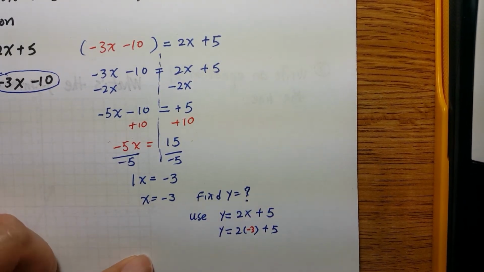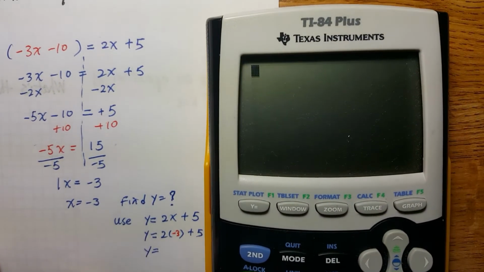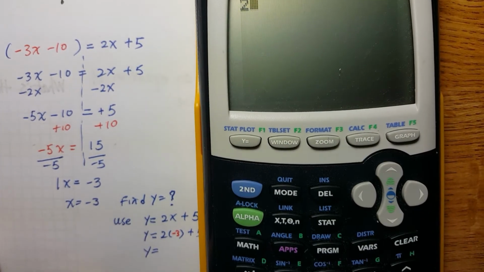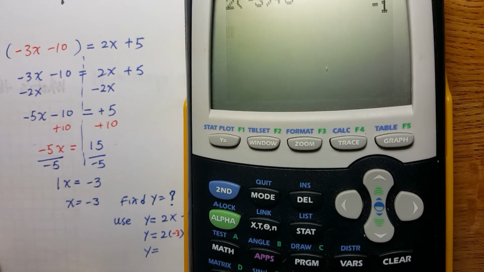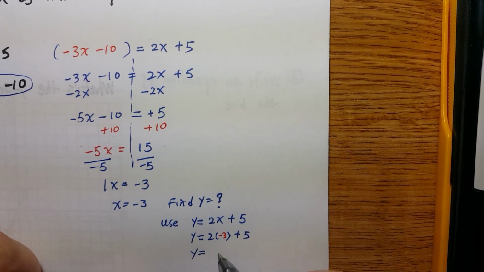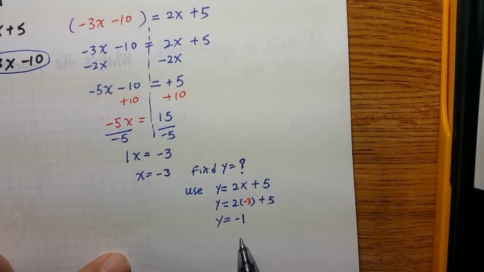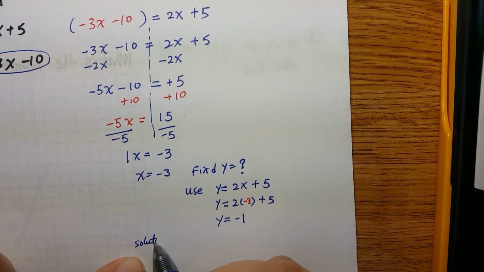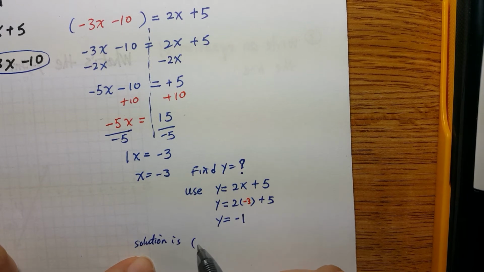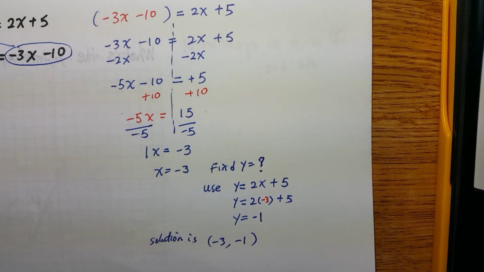Next step, you just type it into the calculator. So we're going to have 2 times -3 in parentheses, plus 5. So we get -1. Therefore y is -1. So we found x equals -3 and y equals -1. Therefore the solution is (-3, -1). So we finished question number 2.